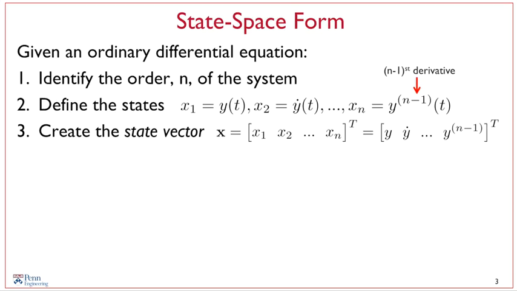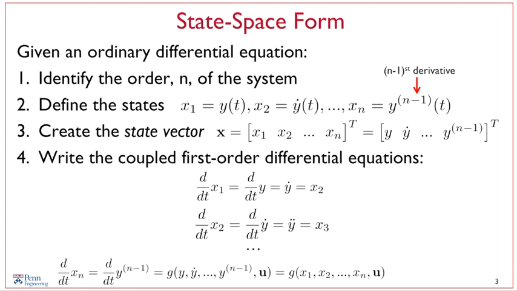These states are governed by the following set of coupled first-order differential equations. We see that because of the way we've defined the states, the first equation simply states that the derivative of x1 is x2. The second equation tells us that the derivative of x2 is x3. The only non-trivial differential equation is the derivative of xn, which could be a function of all the other states plus the input u. We get this function by rearranging the governing ordinary differential equation.